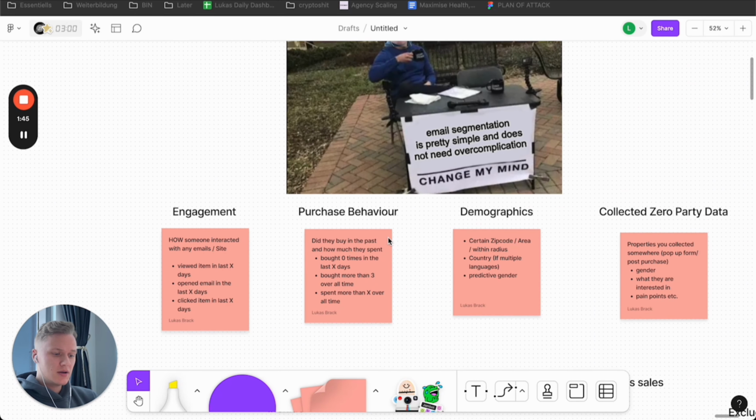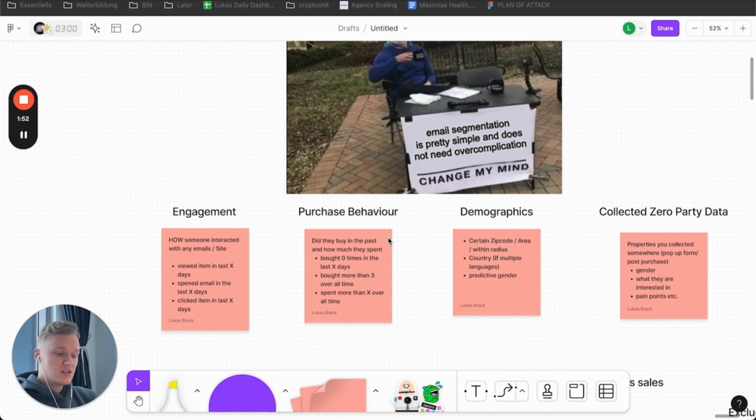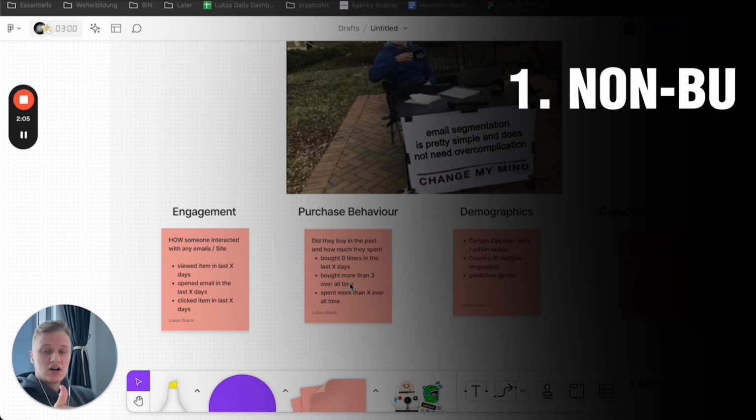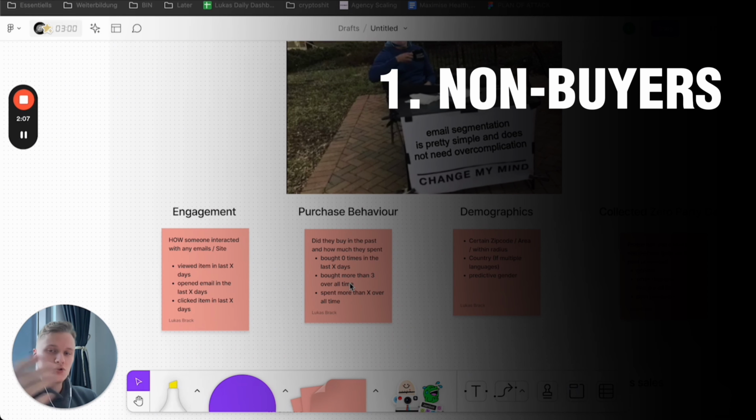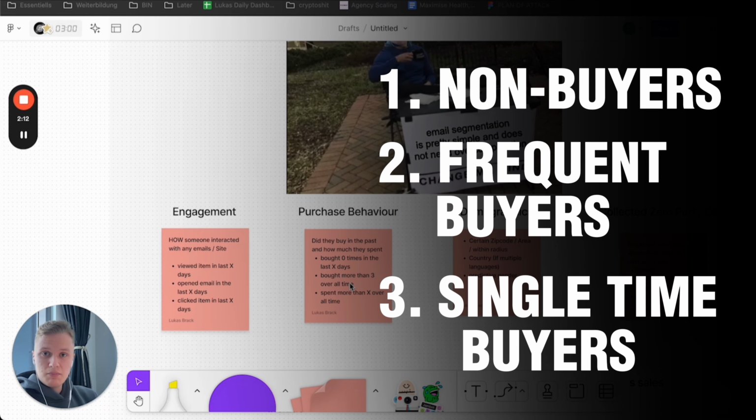Then we have purchase behavior, which you can also use within your email marketing strategy. It's usually something like they bought 0 times, so they're a non-buyer segment, or they bought more than 3 times, or they spent more than a certain amount, because some people purchase more and sometimes people purchase less. You can use this for 3 different strategies. One is you want to target non-buyers and get them to purchase for the first time, or you have single-time buyers who purchased 1 item and you want to get them to buy a second time.